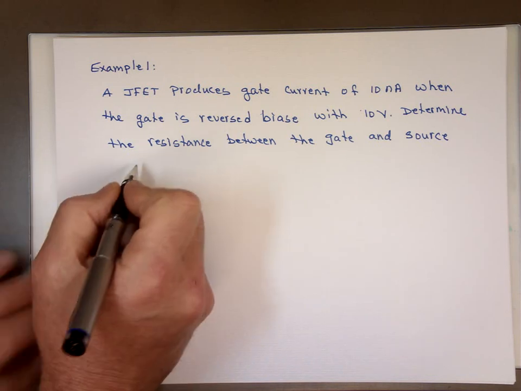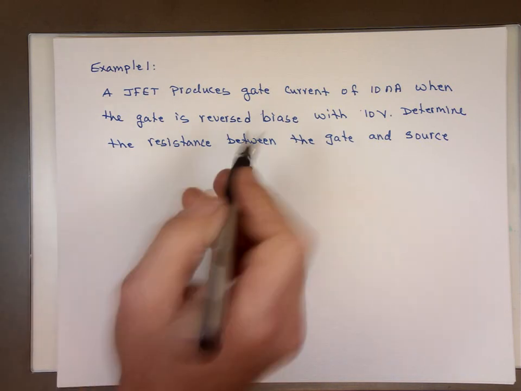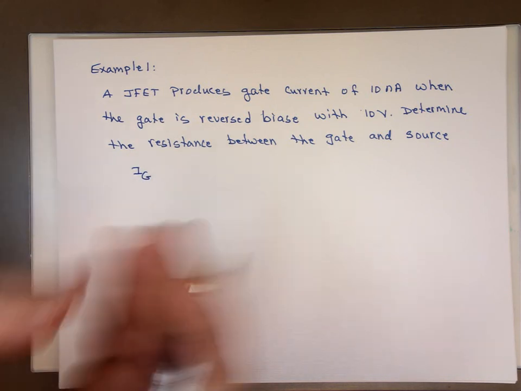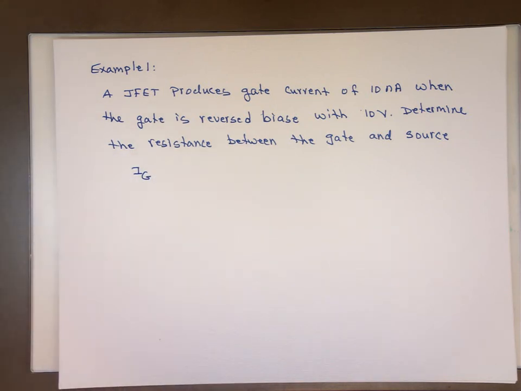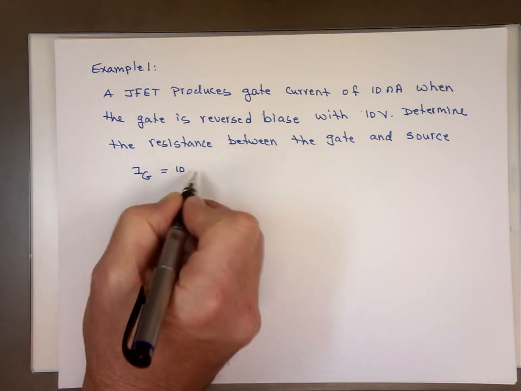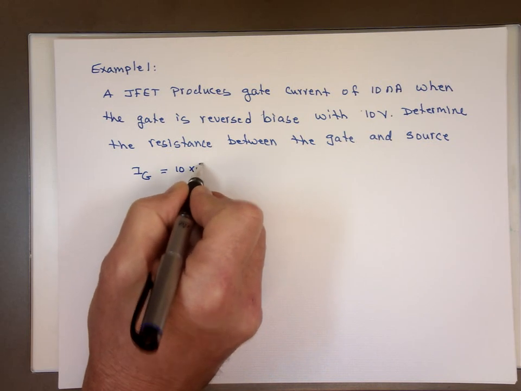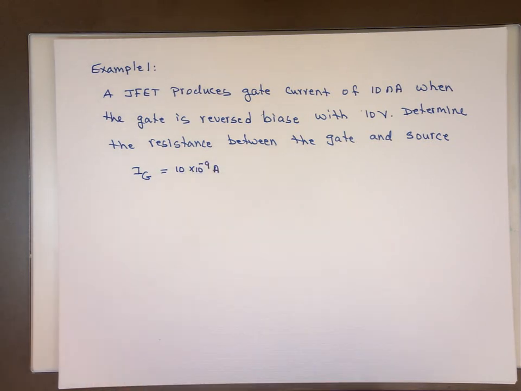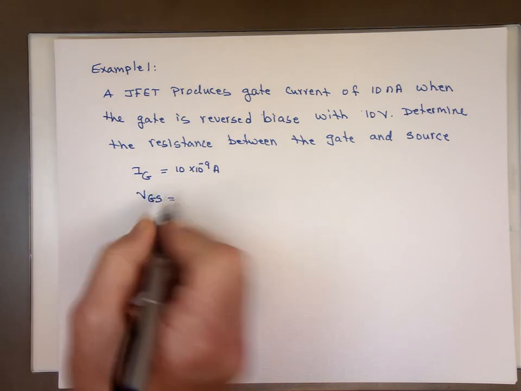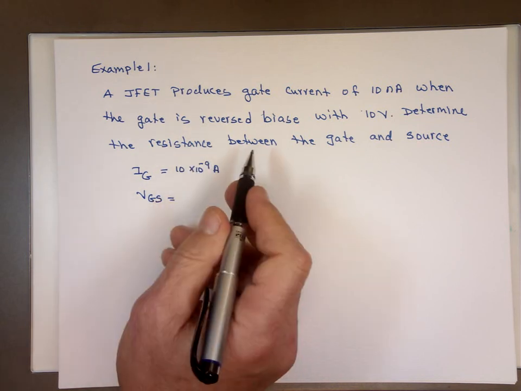So what we know is actually the gate current, that's I sub G. And remember, we always said I sub G is really small, almost zero for the calculation. So for this, we are using a small current. I'm using 10 nano, that's times 10 to the negative 9 amps. And VGS here is equal to 10 volts. It's reverse bias.